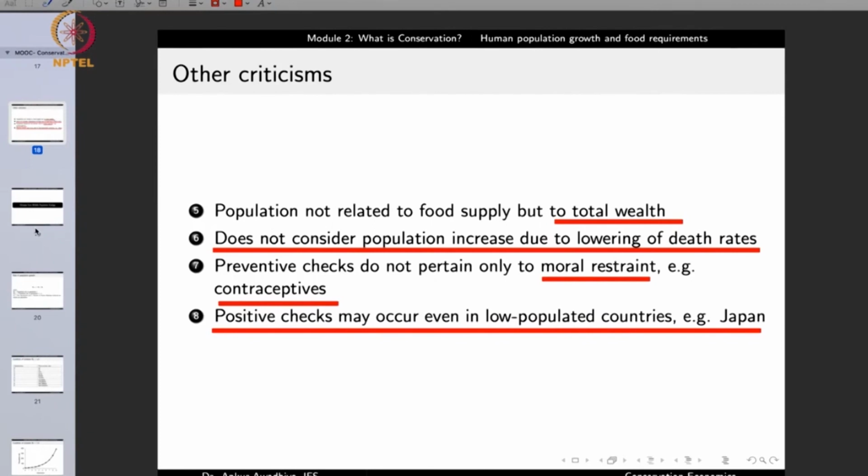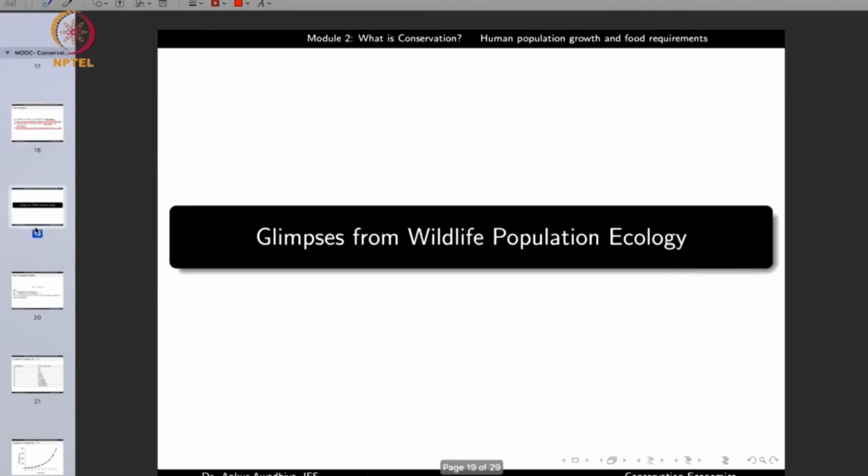But if Malthusian theory is unable to explain what causes the growth in the human population, what other theories can be used to help us find out what is causing the growth in the human population? So, in this context, we can have certain glimpses from wildlife population ecology.